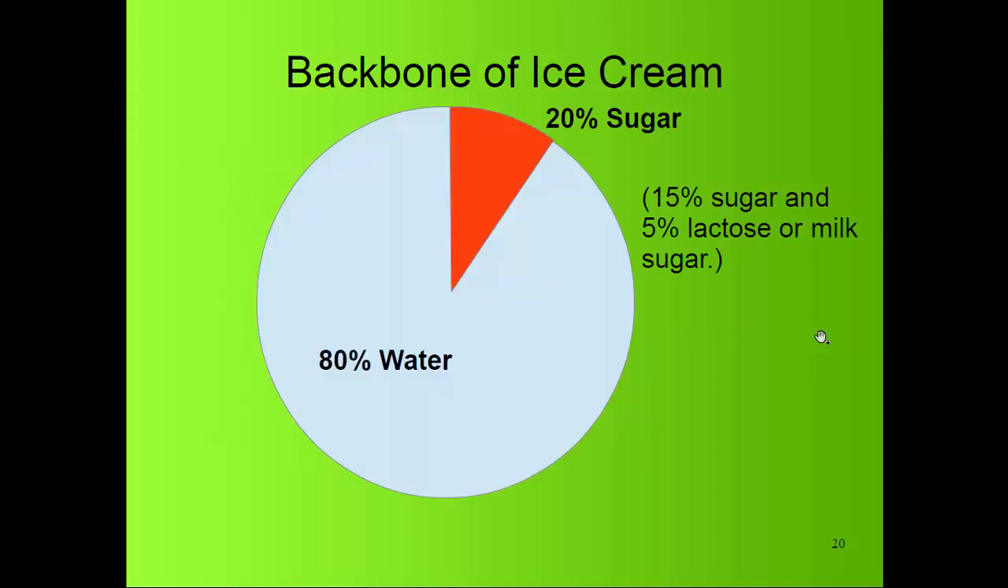Let's look at the backbone of ice cream. This is a syrup that contains 20% sugar and 80% water. So these are approximate values. Of that sugar, we have 15% sugar and 5% lactose or milk sugar. So lactose is another name for the sugar that's found only in milk. So the backbone of this ice cream is just water and sugar, at about 20% sugar and about 80% water.